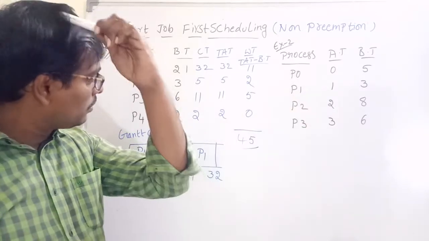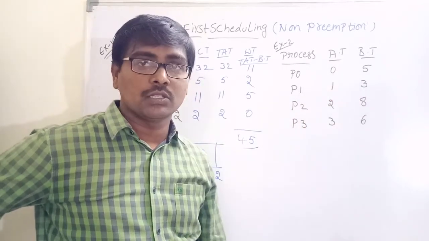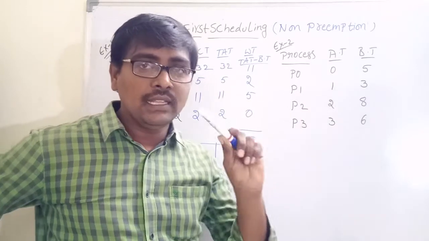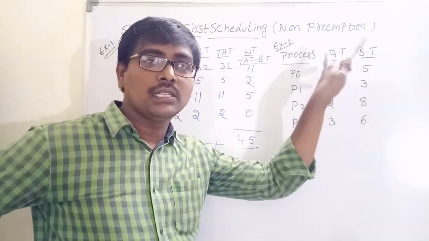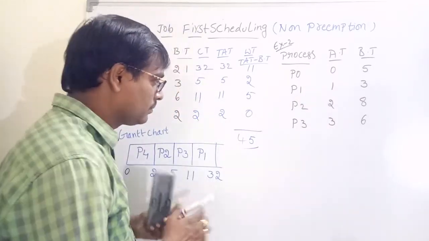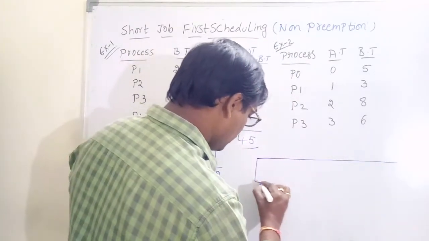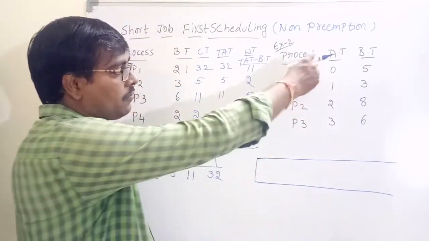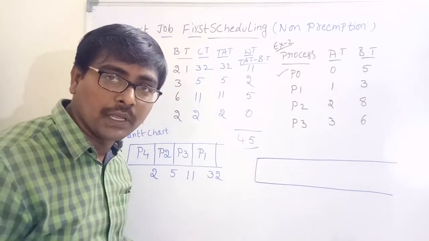In this example, we have arrival time also. That is, allocate the CPU based on the shortest job and, at the same time, based on arrival time. See the example carefully. First, what is the starting arrival time? From the given example, the starting arrival time is for process P0.